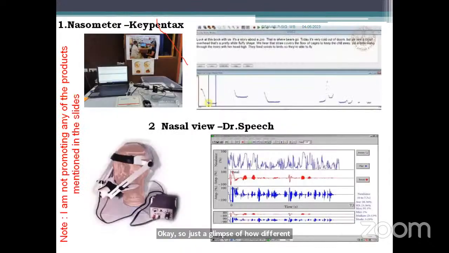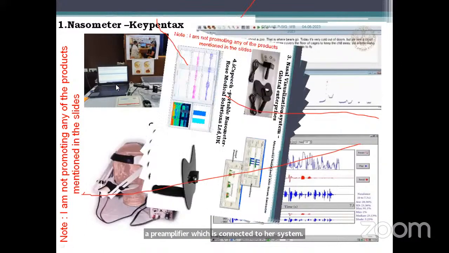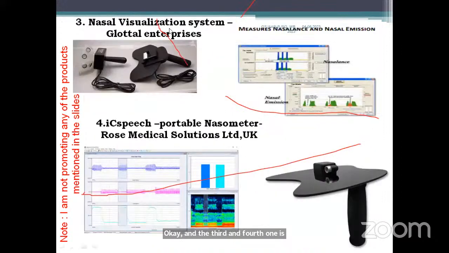The first one what you have is the nasometer. What you see, they are all PC based. The second one is Nasal View by Dr. Speech. Again, in any equipment, you'll have an oral mic and a nasal mic with the separator plate, and we have a preamplifier which is connected to our system. The third and fourth ones are the Nasal Visualization System. Again, that also has similar components: you will have a nasal mic and oral mic with the separation plate.